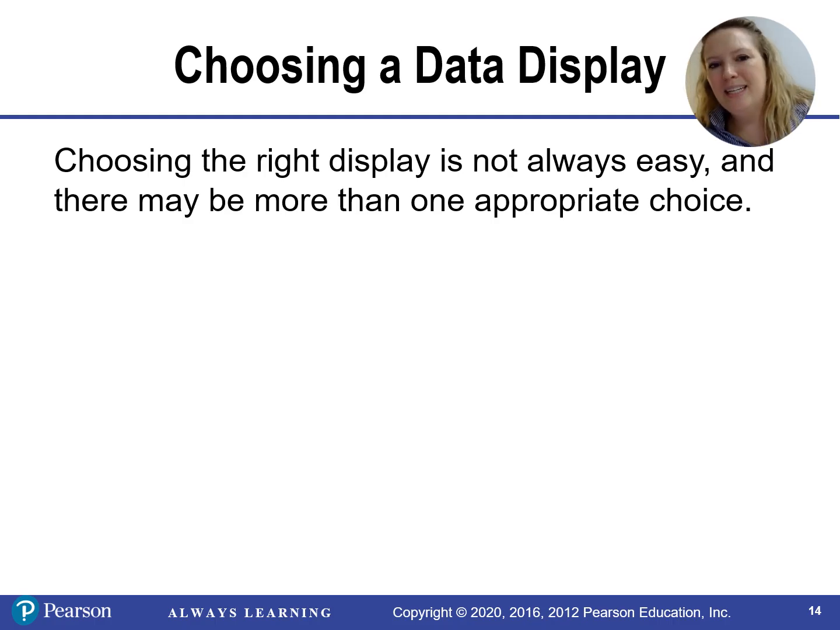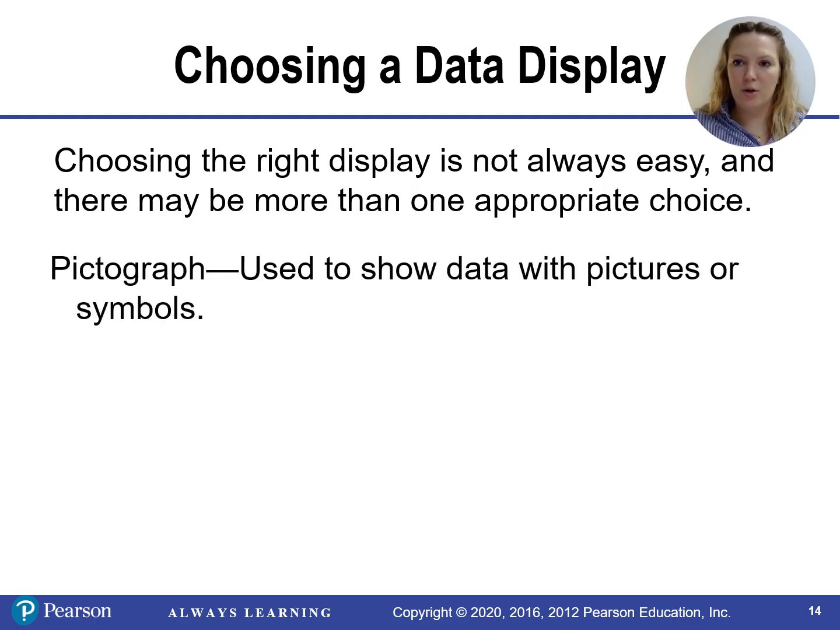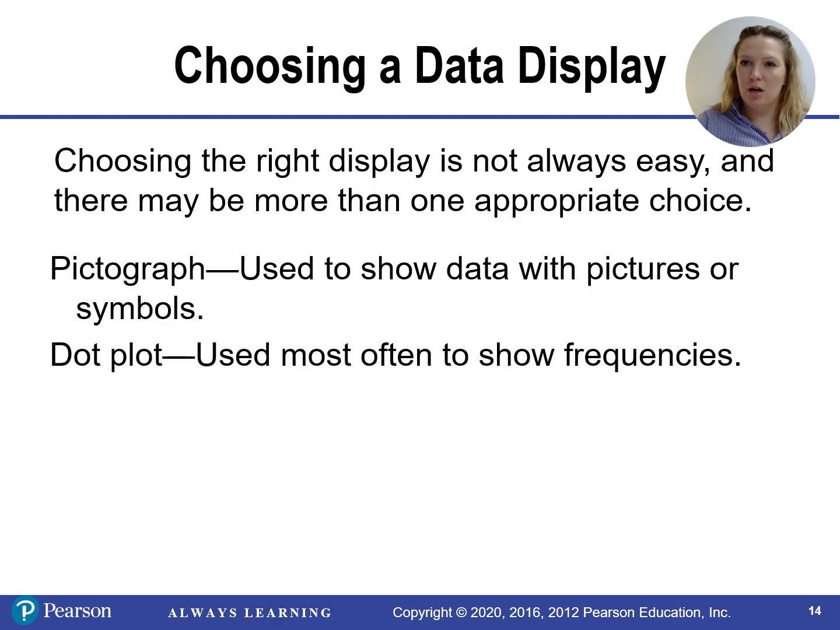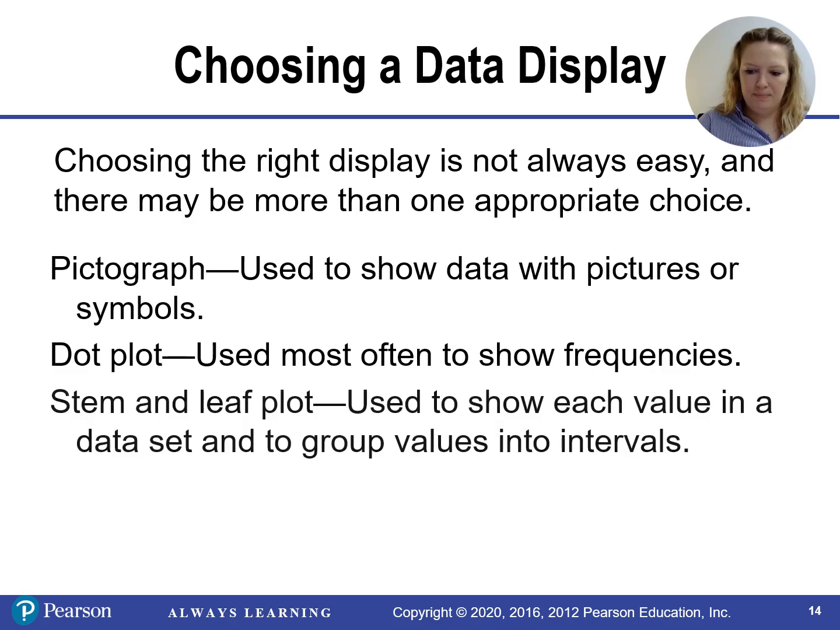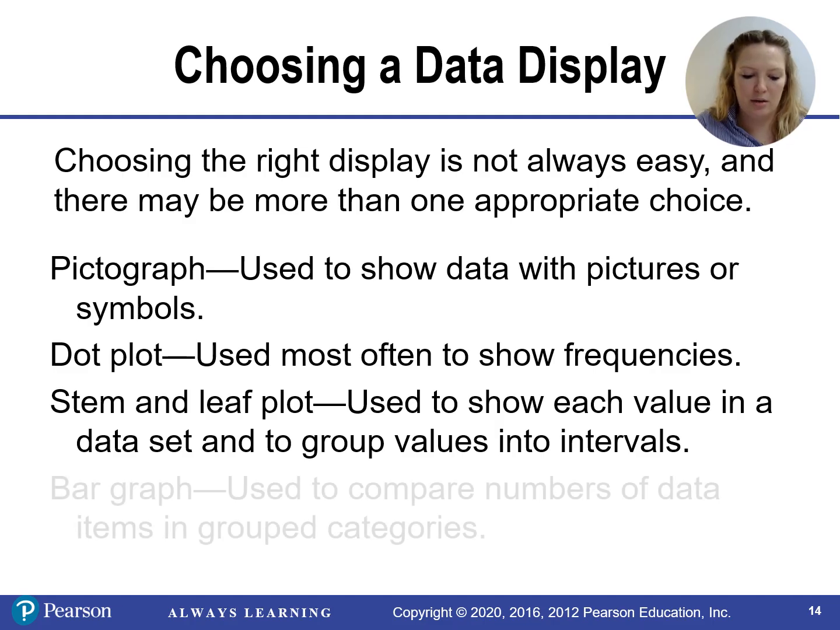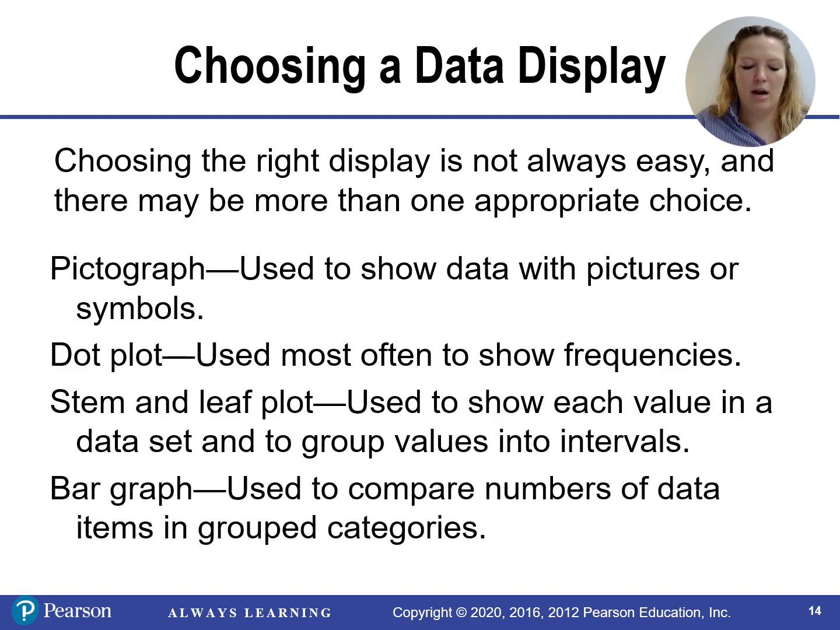Choosing the right display of data isn't always easy, and there might be more than one appropriate choice. So let's just go over the visual displays of data we've talked about so far. A pictograph is used to show data with pictures or symbols. A dot plot is used often to show frequencies. A stem and leaf plot shows us each value in a data set and helps us group values into intervals. A bar graph is used to compare numbers of data items in grouped categories.